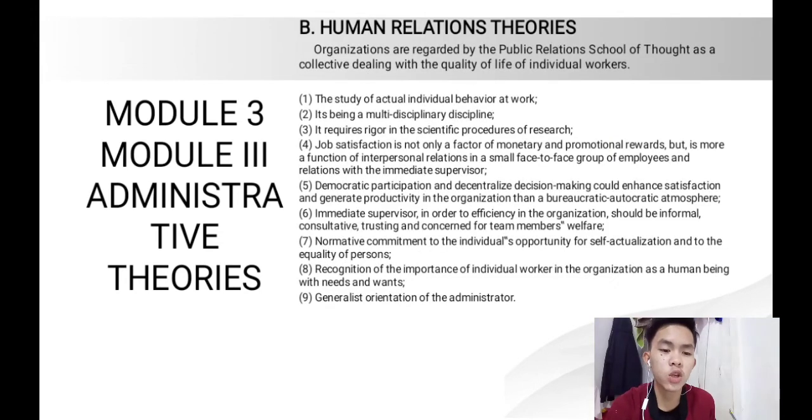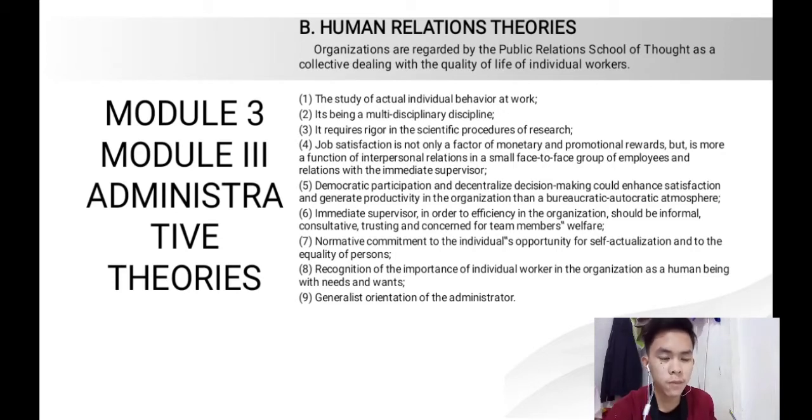So we are now at the human relation theories. Organizations are regarded by the human relations school of thought as a collective dealing with the quality of life of individual workers. It arose to clarify certain dysfunctions in bureaucracies, in reaction to certain inadequacies of classical theories. The primary aim of humanists was the creation and growth of human-centered organizations designed to meet the needs and desires of human beings.